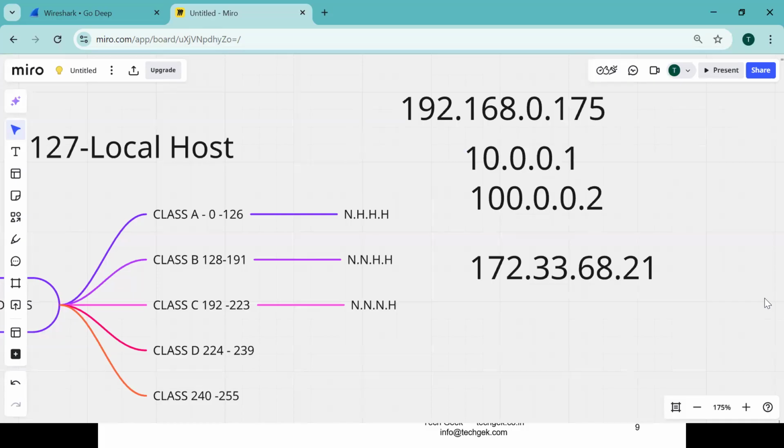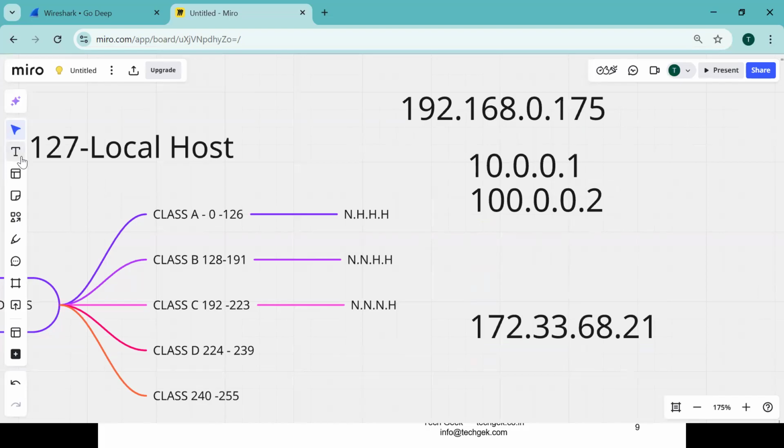The first thing is that they belong to the same class, but they do not belong to the same network because, as you can see, 10 is not equal to 100, right? 10 is different from 100. The network must match. So 10 and 100 are not equal, so they are from different networks here.